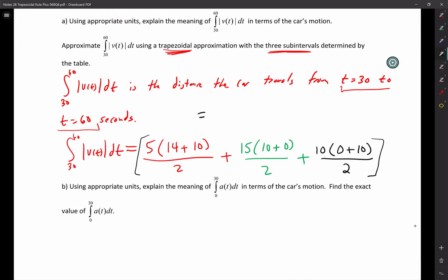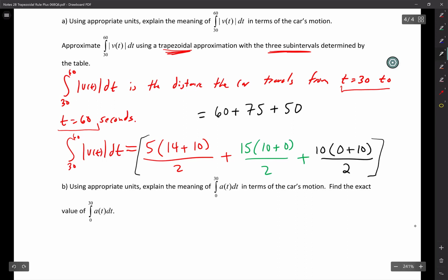Let's see if we can do this without a calculator. 14 plus 10 is 24. 24 divided by 2 is 12. 12 times 5? I think that's 60. Is it? Yeah. 10 plus 0 is 10. 10 divided by 2 is 5. 15 times 5, let's see, 15, 30, 60, I think that's 75. Let me know if I make mistakes, because I make mistakes all the time. 10 divided by 2 is 5. 5 times 10 is 50.